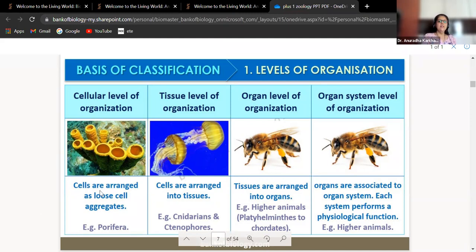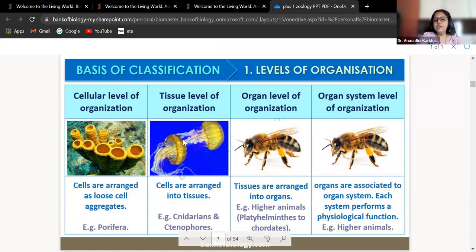ये देखो. Here you can see the cells are arranged as loose cell aggregates. Okay, they are seen as loose cell aggregates. ये देखो, you can see they are just like hollow cylindrical structures. ये sponges है basically, and they are hollow cylindrical structures. और इनमें ऐसा tissue या फिर ऐसा specific कोई shape नहीं बन रहा है. So these would be your loose cell aggregates. Example is porifera.